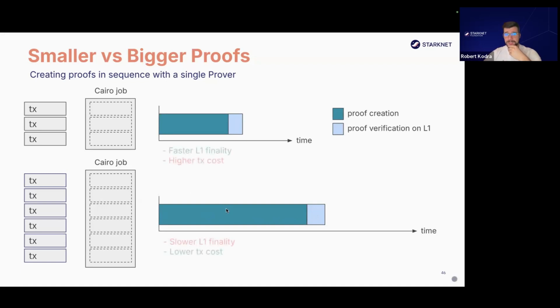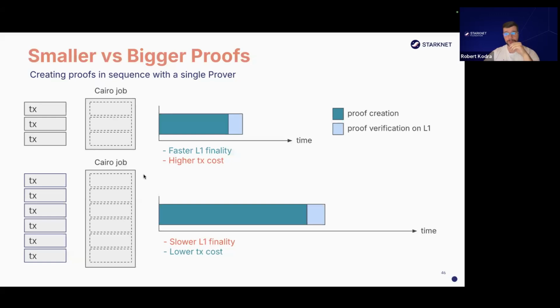Now, there's basically a trade-off between these two. So initially, the smaller Cairo jobs we have and the more frequent the proofs, we're going to reach faster finality on layer one. But the trade-off is we're going to have higher transaction costs, because the costs are spread out between only these three transactions, which means it's going to be a higher transaction cost. Now, compared to the bigger proof, which is the other extreme, we have slower finality.